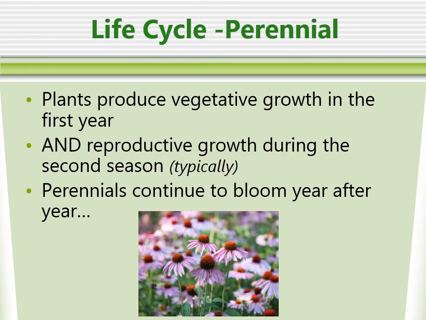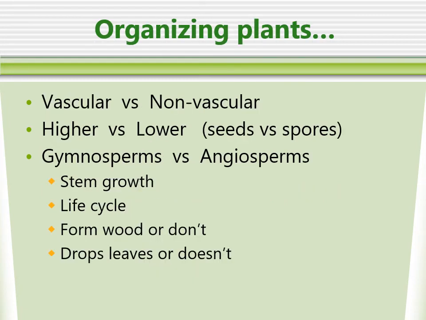Perennials obviously produce vegetative growth and then flower. And typically, the vegetative growth is in the first year, and then they start to flower in the second year. Typically, I say that because there are some perennial weeds that are so aggressive they can have a more aggressive life cycle. But they tend to bloom second year, and obviously they continue to bloom thereafter until something happens or the plant dies or the climate is no longer suitable. So we can organize plants on their life cycle. So stem growth, life cycle, whether they form wood or don't.